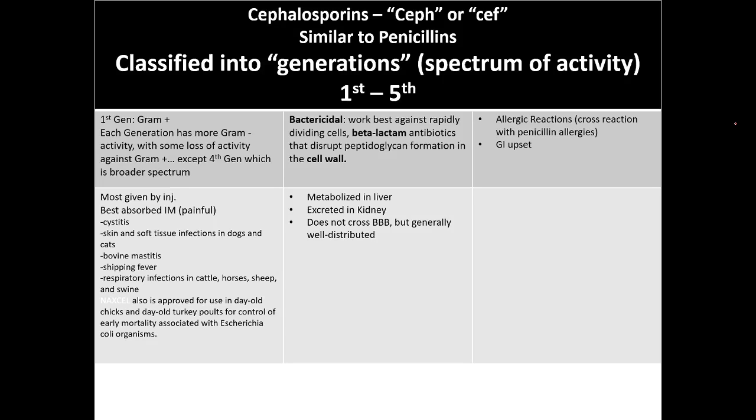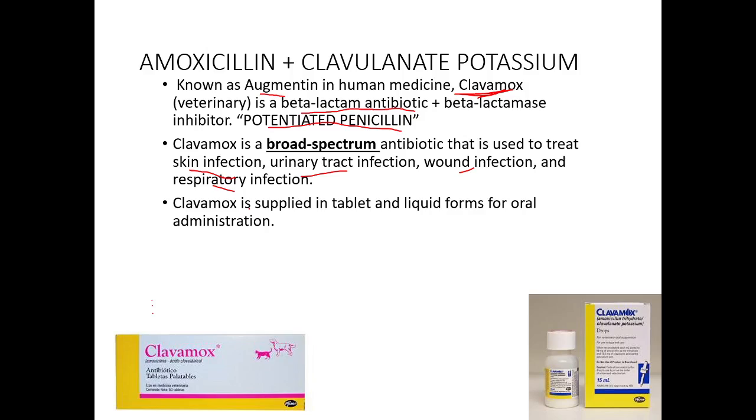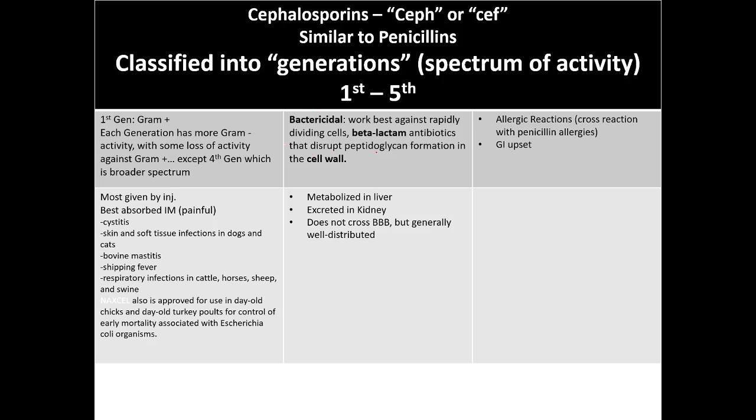These are bactericidal. These work best against rapidly dividing cells. They are beta-lactam antibiotics that disrupt peptidoglycan formation in the cell wall. We can see a cross-reaction with people or pets that are allergic to penicillin. We'll also see allergic reaction with cephalosporins and also GI upset. Now, penicillin is bactericidal, kills the cell as well. Cephalosporins are also bactericidal, okay?